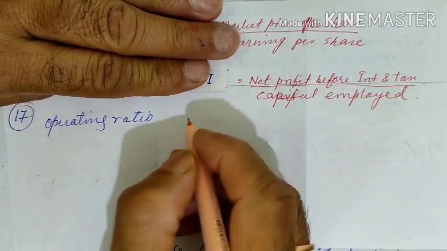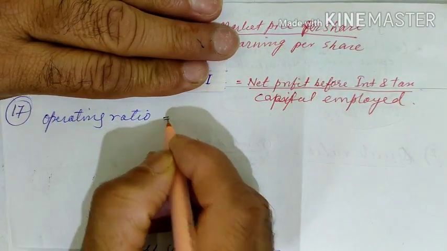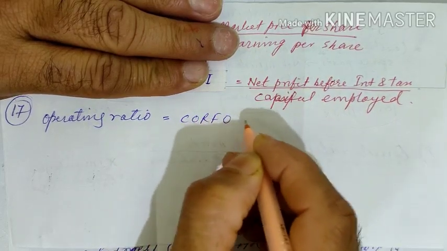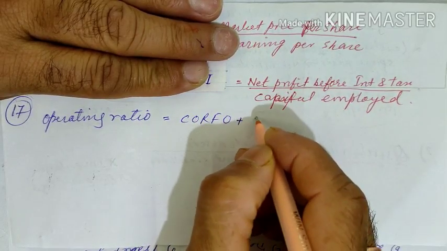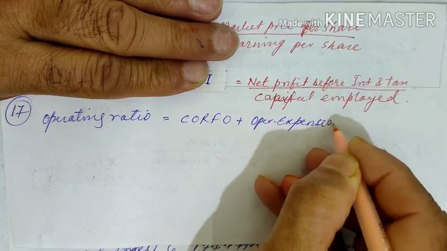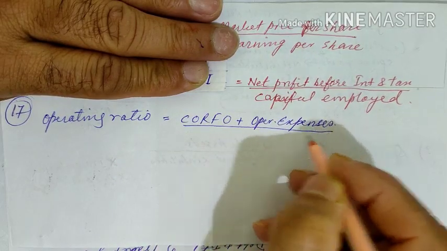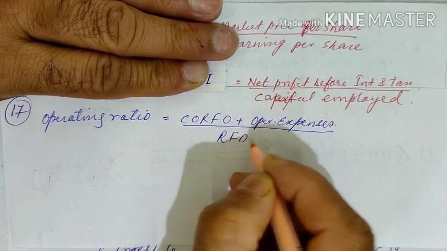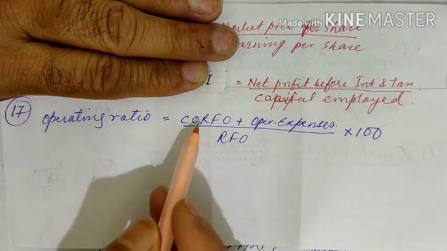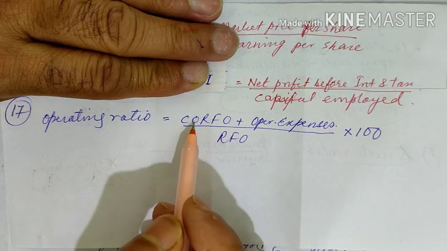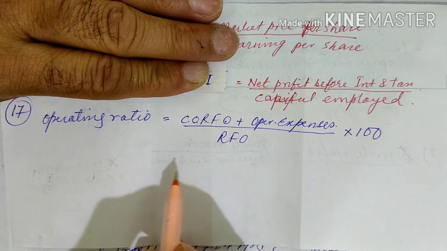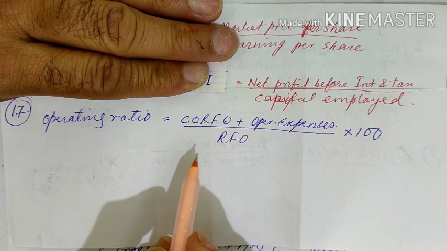Here we have operating ratio. So the operating ratio is equal to cost of revenue from operation plus operating expenses divided by revenue from operation into 100. This cost of revenue from operation plus operating expenses is also known as operating cost, right?